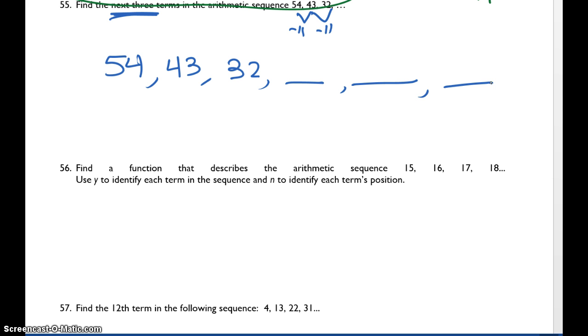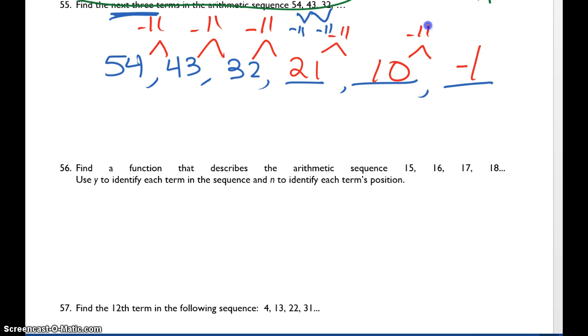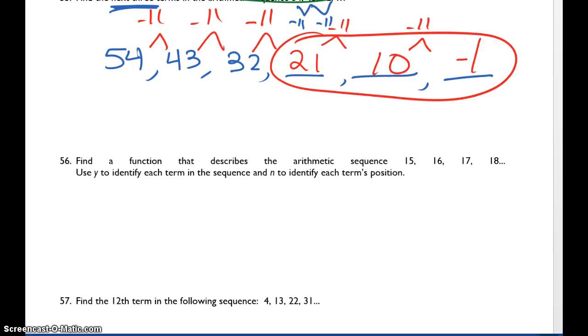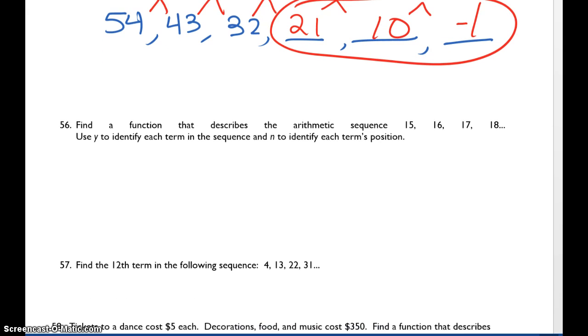So 54 to 43, I subtract 11. 43 to 32, I subtract 11. So to get from 32 to the next, I'd have to subtract 11, and that ends up being 21. 21 to my next one, subtract 11 from 21, I get +10. And then subtracting 11 from 10 is -1. So my final answer, 21, 10, -1. Those are the next 3 terms in this specific arithmetic sequence here.